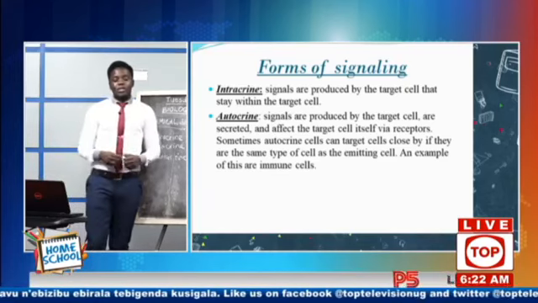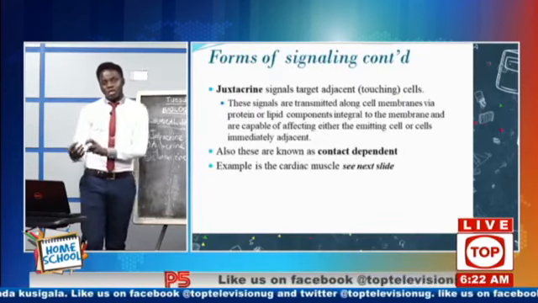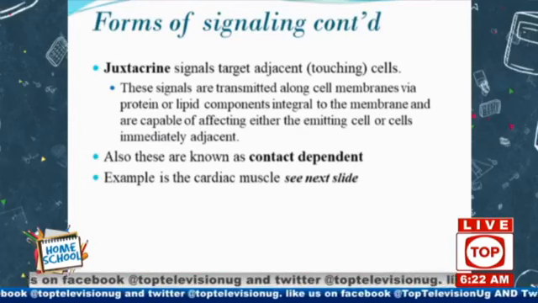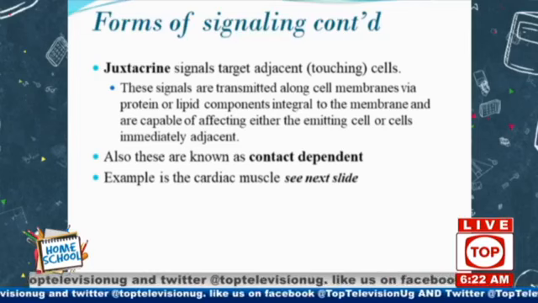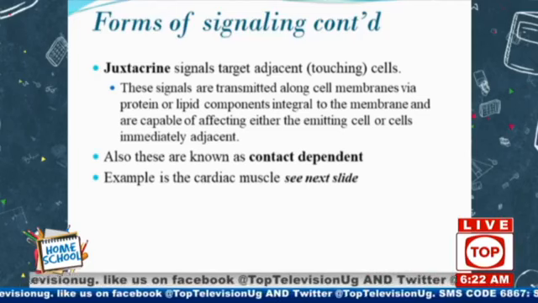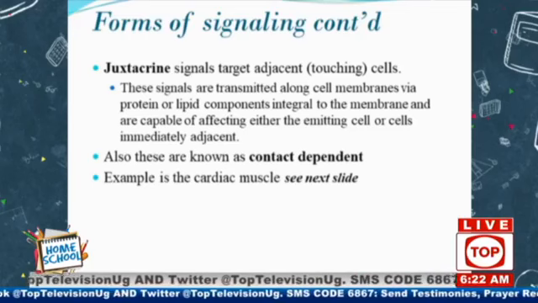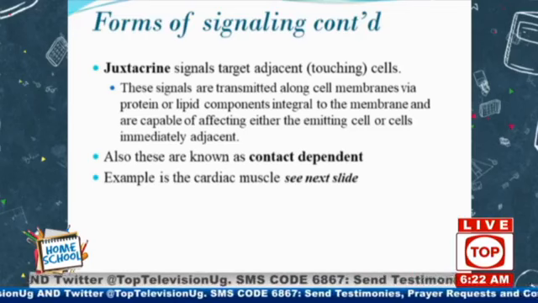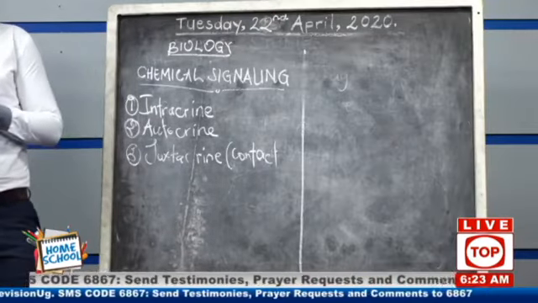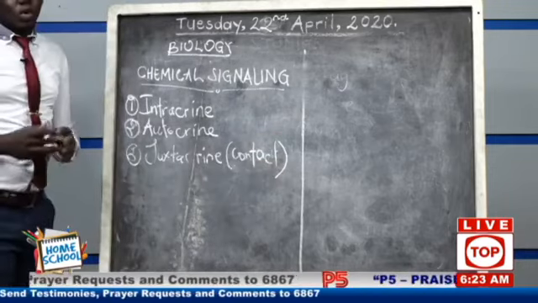Yes, juxtacrine signaling is signaling between adjacent cells. One cell produces a signal, and that signal passes through the cell membrane into the next cell. So we are saying these are transmitted along cell membranes via components integral to the cell membrane. Juxtacrine signaling is also called contact dependent. In other words, for a signal to qualify as a juxtacrine signal, it must have contact. The two cells must be in contact with each other.